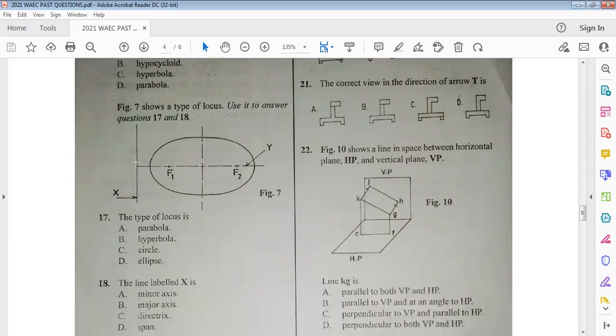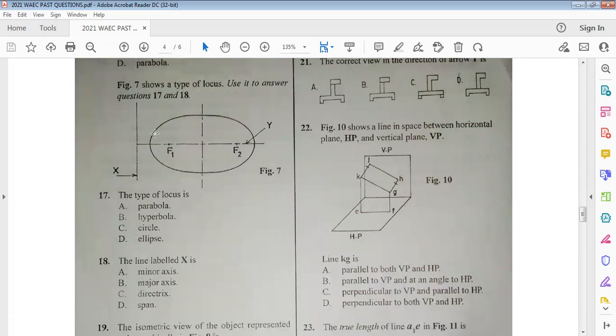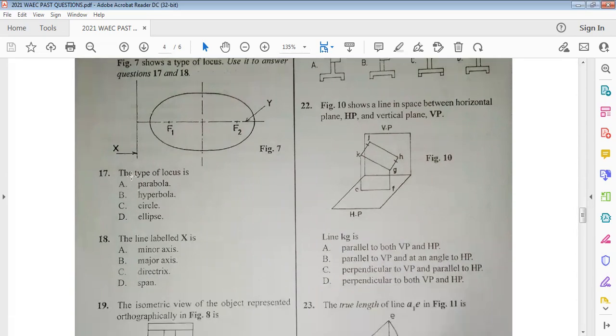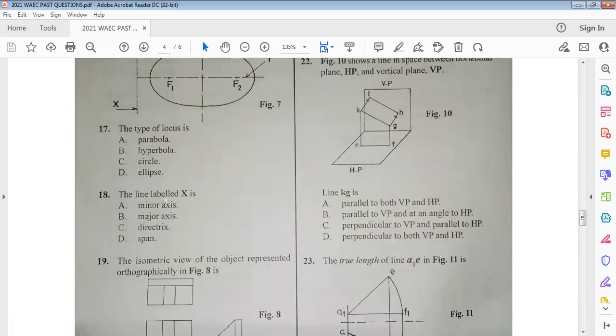Question 17 and 18, we are to use this diagram to answer question 17 and 18. Here we have figure 7 shows a type of locus used to answer question 17 and 18. So question 17 says that the type of locus is an ellipse. And question 18 says that the line labeled X is a directrix. That is option C. Option D is for 17 and option C is for 18.